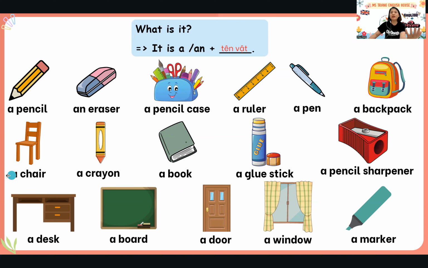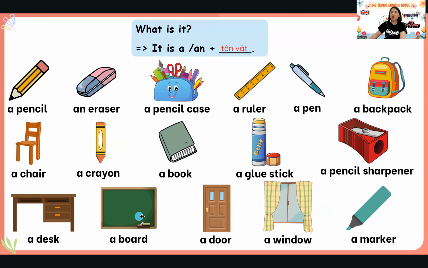And what is it? It is a chair. What is it? It is a crayon. What is it? It is a book. What is it? It is a glue stick. What is it? It is a pencil sharpener. What is it? It is a desk.